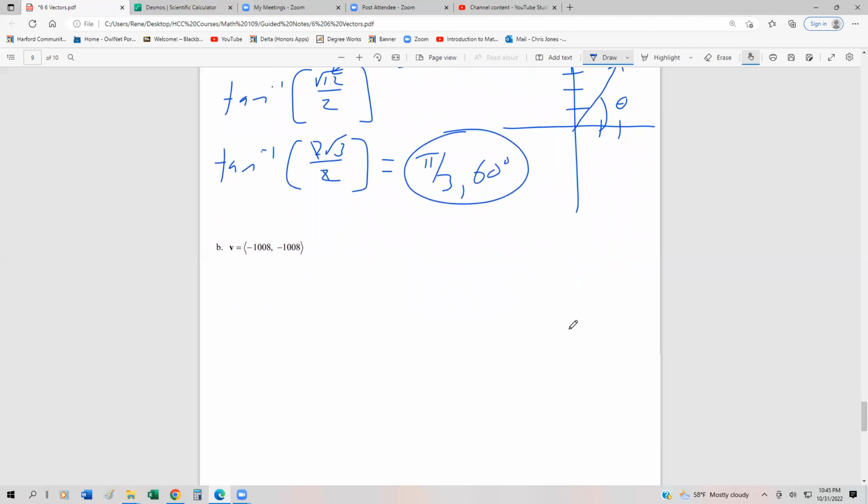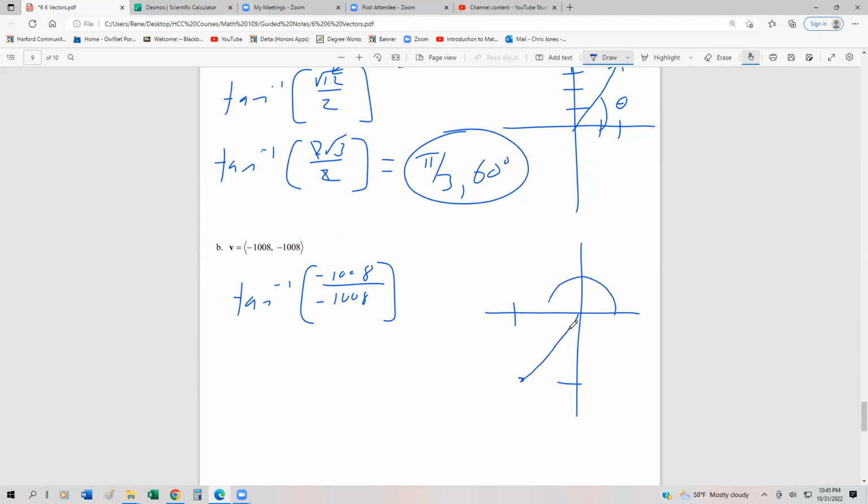Another example, so we're going to find the arctangent, and be careful with this one, of y over x, so that's going to be negative 1008 divided by negative 1008. Now, when we plot this, if we plot negative 1008, negative 1008, it's the same x and y coordinate, okay? So this is going to be our angle. Whatever angle we get, it should terminate in quadrant 3, all right?